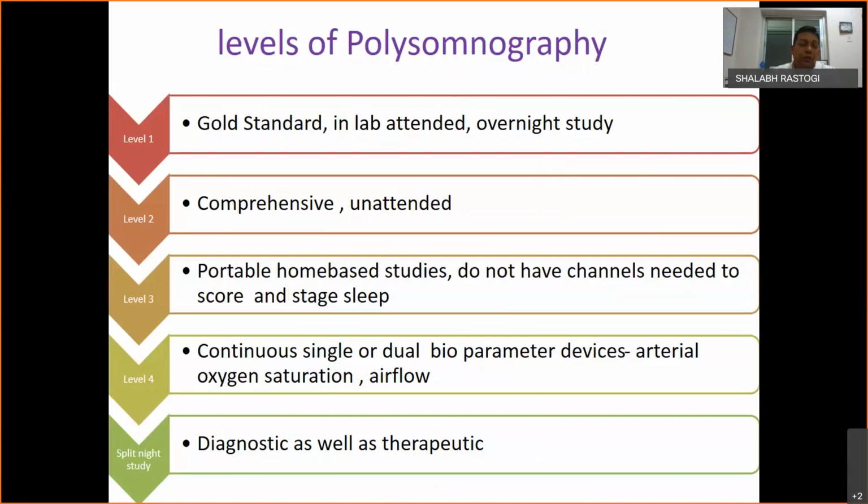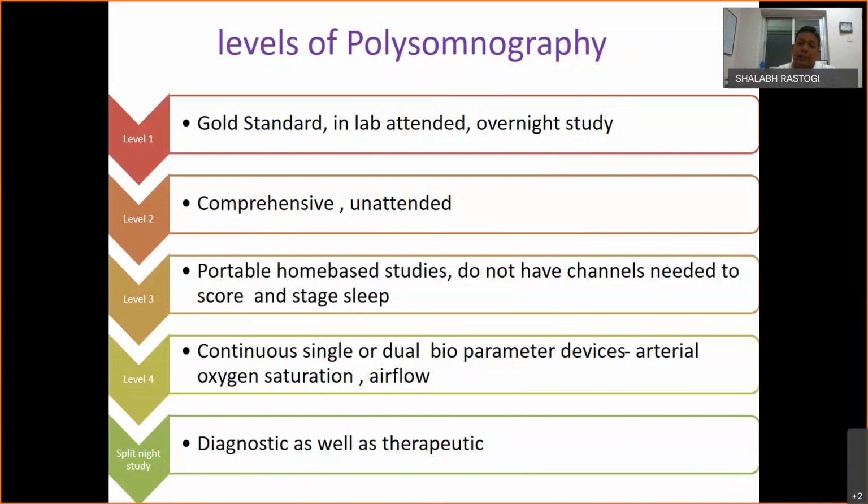So if you are dealing with an OSA patient, and by history and examination you are quite sure that you are dealing with obstructive sleep apnea, then you can advise them a home sleep based study also. In this study, there are multiple channels, but maybe fewer than in the sleep lab, and it can be done at home. The main thing is you have to assess the cardiorespiratory parameters of the patient.